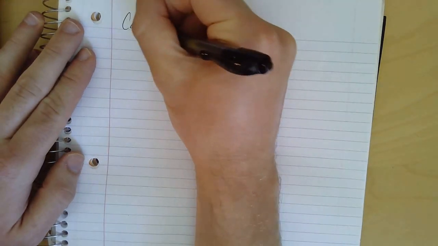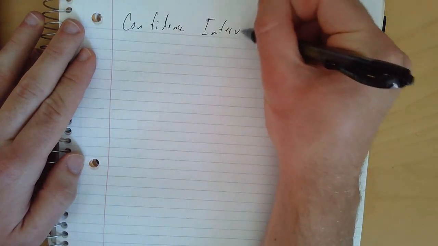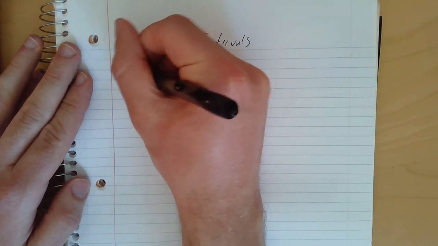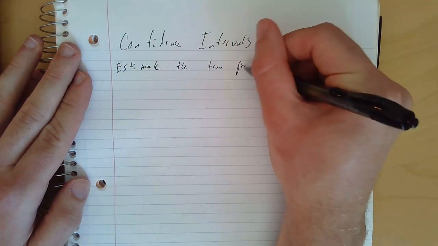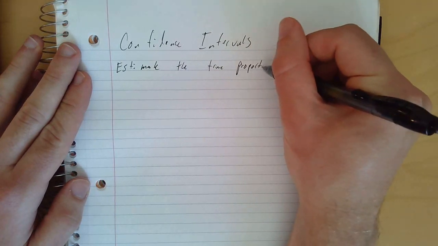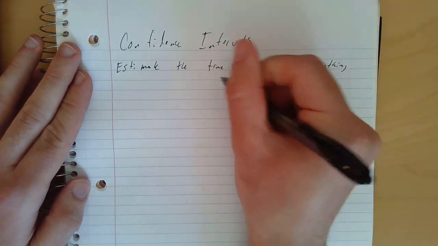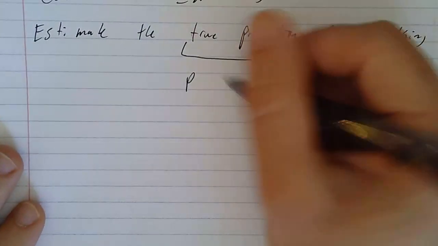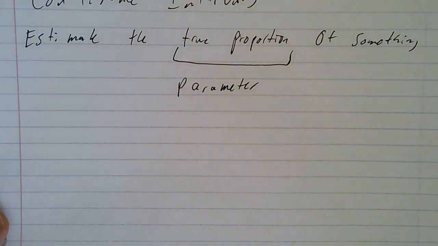So we're going to start with confidence intervals. And big picture, what are confidence intervals? What are we using them for? What's the point? The whole point of confidence intervals in this unit anyway is to estimate the true proportion of something. So this true proportion, that's also known as the parameter. And we do that with a statistic.